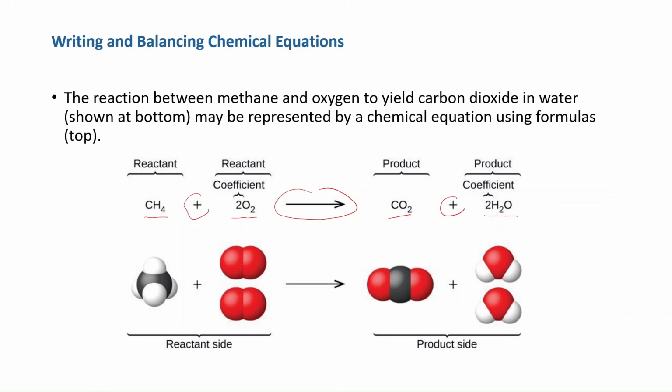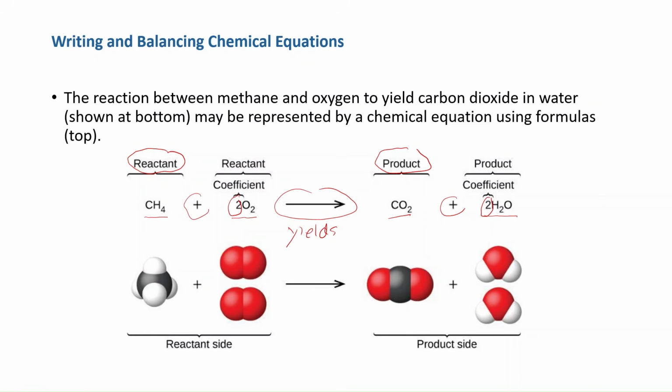Whatever you begin with is called a reactant. Whatever you end up with is a product. The reactants are always on the left, the products on the right. They're separated by an arrow that, like I said, means yields. The reactants are joined together by a plus sign, the same thing with the product. And then you have coefficients. You have 2 oxygens, you have 2 waters.